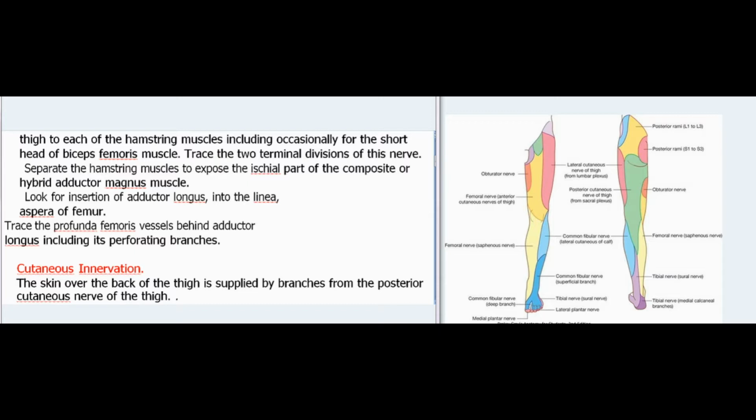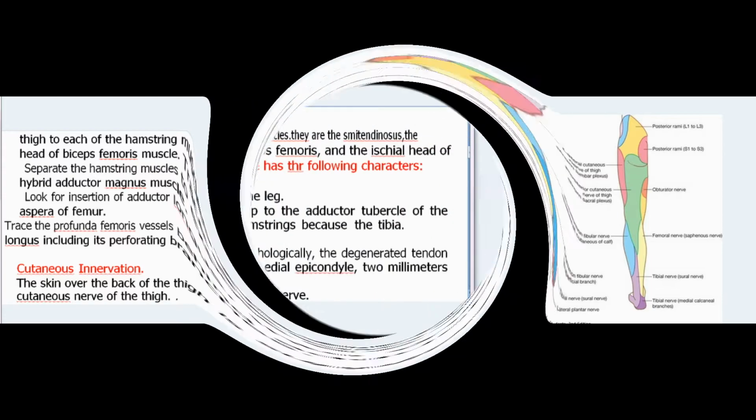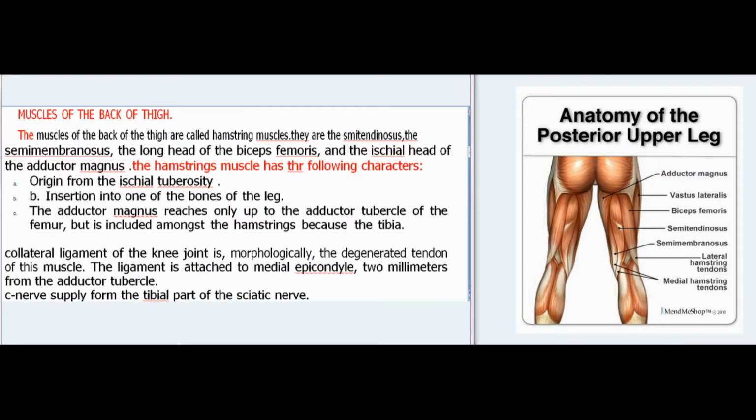Cutaneous innervation. The skin over the back of the thigh is supplied by branches from the posterior cutaneous nerve of the thigh. Muscles of the back of the thigh. The muscles of the back of the thigh are called hamstring muscles. They are the semitendinosus, the semimembranosus, the long head of the biceps femoris, and the ischial head of the adductor magnus.